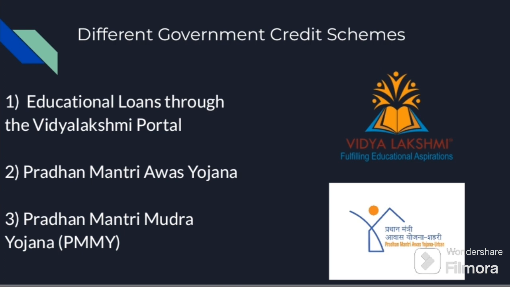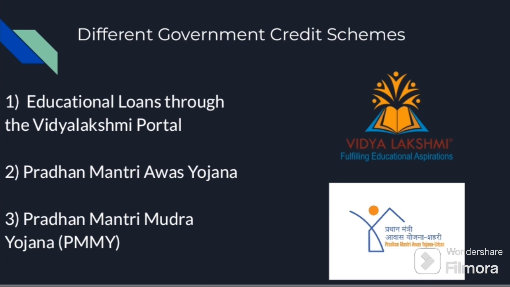Pradhan Mantri Awas Yojana is a credit-linked subsidy scheme for lower income groups or economically weaker sections of society and middle income groups. Individuals are eligible to avail the subsidy when they are purchasing their first house or if it is a new construction.